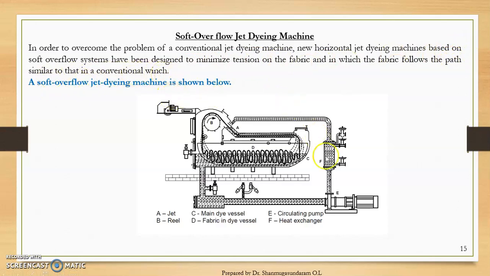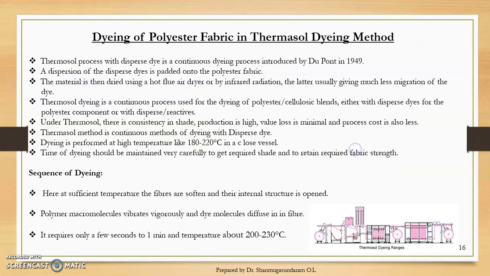So this is the schematic representation of the soft overflow jet dyeing machine. Please look at the figure. Here the tension on the fabric is very less. So that is the advantage of the soft overflow dyeing machine.